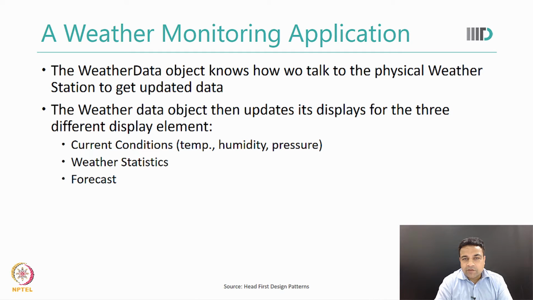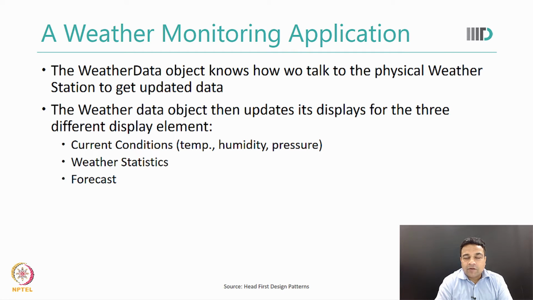So in this example, we will be considering only three display elements. One is a simple display element that presents current conditions, that is current values. Another provides statistics by giving the average, min and max of the values. And the third one provides a weather forecast. These displays could be running on three different types of devices, or a single device, or multiple types of devices having different combinations.